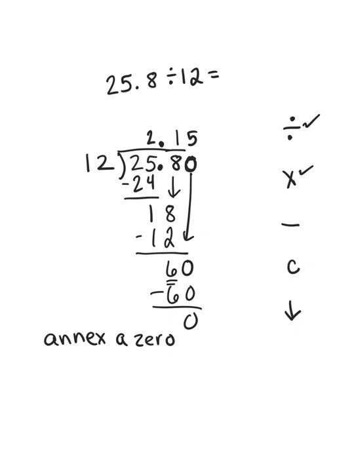Okay, so now by adding this 0 here in my hundredths place, that doesn't change the value of my number, or rather I should say it doesn't change the value of my dividend, but it does allow me to continue to divide this 6 into smaller pieces and end up with no remainder. So my quotient is 2 15 hundredths.